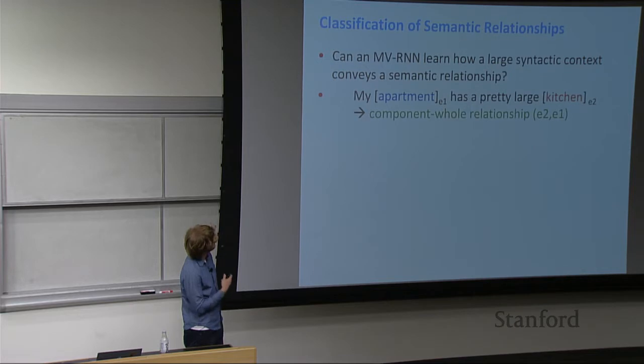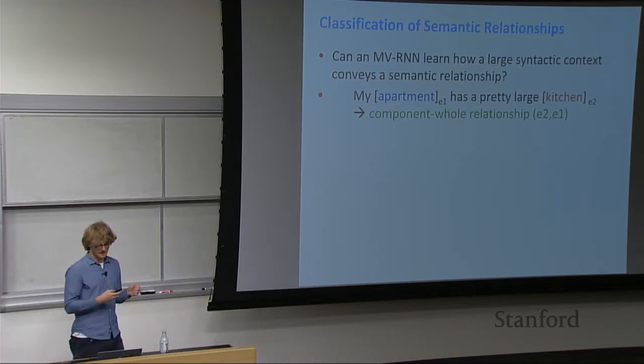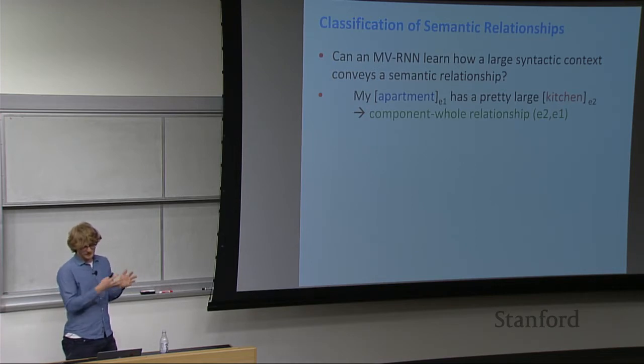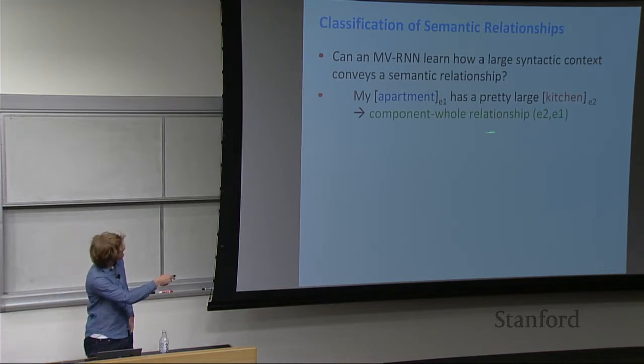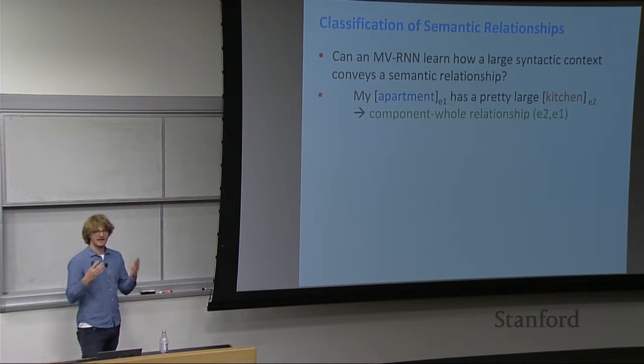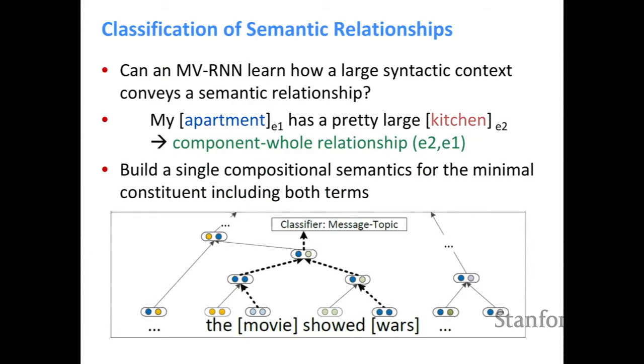So if I say my apartment has a pretty large kitchen, then we wanted this model to identify that between apartment and kitchen, there's a component-whole relationship, where entity 2 here, the kitchen, is a component, and apartment is the whole. And again, this could be useful for extracting various other kinds of information afterwards. And we wanted to use that same kind of architecture, the MVRNN, to do this.